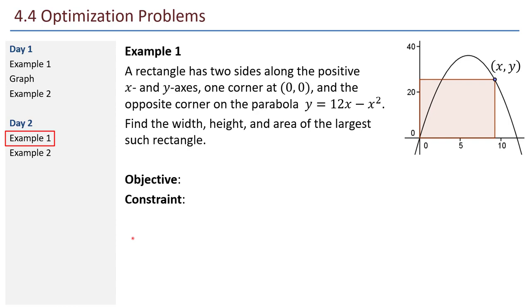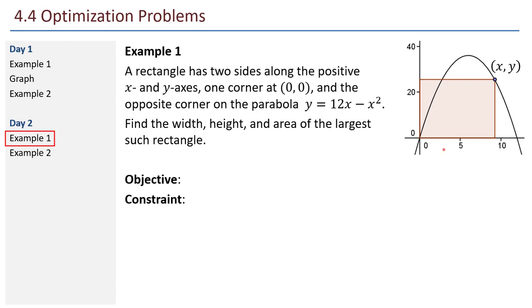In this example, a rectangle has two sides along the positive x and y axes, one corner at the origin and the opposite corner on the parabola, y equals 12x minus x squared. Find the width, height, and area of the largest such rectangle.